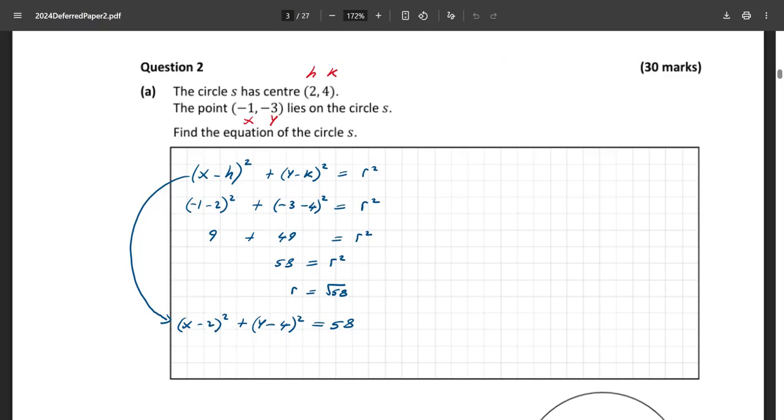This is the 2024 deferred paper. It's paper 2 and it's question 2, the question on the circle. So in part A we're told that a circle S has centre 2, 4. So straight away I'll be labelling that.